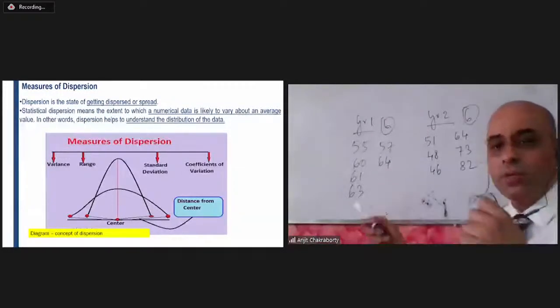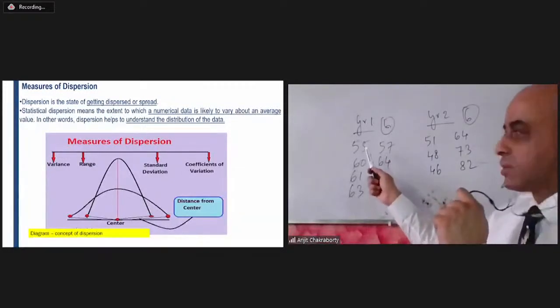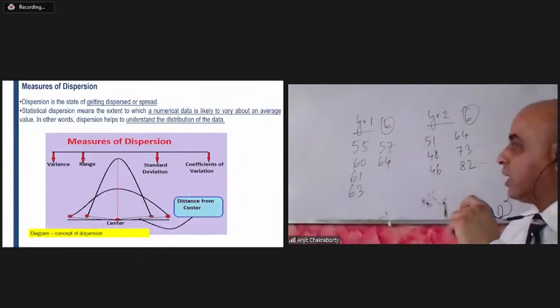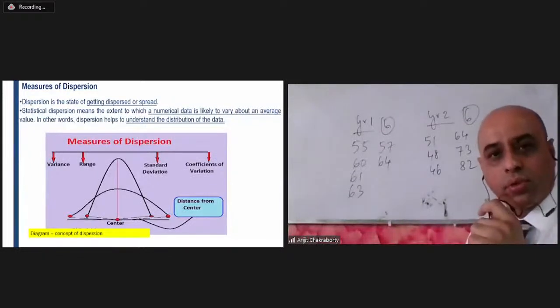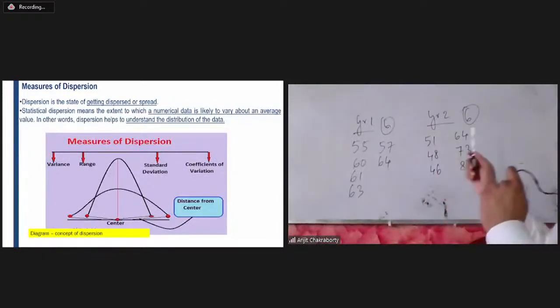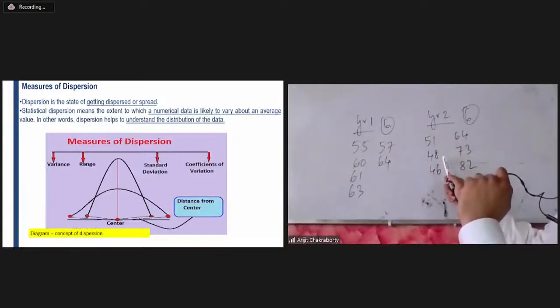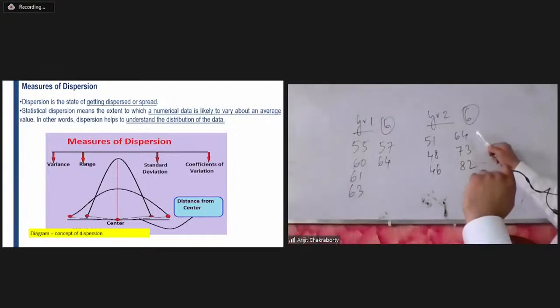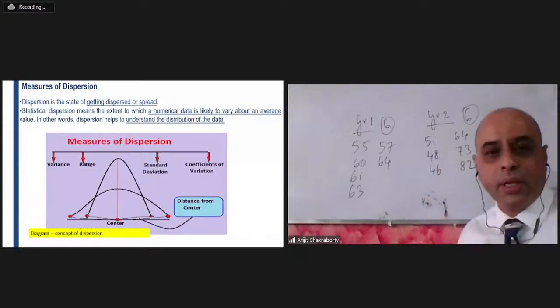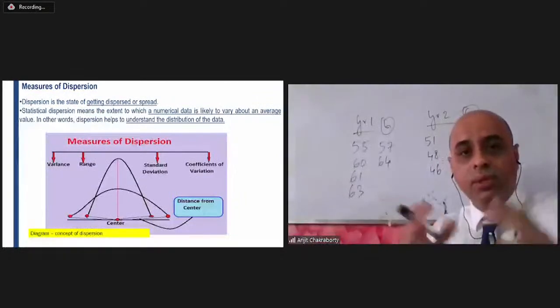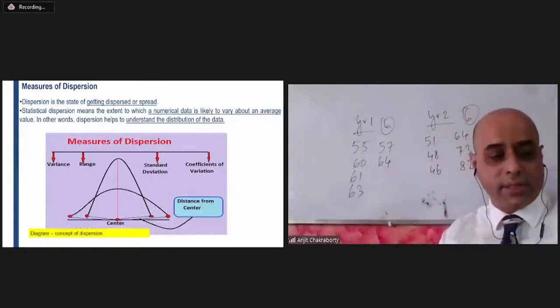Now, if you look at the marks in group 1: the first student has got 55, second student 60, third 61, fourth 63, fifth 57, and the sixth student has got 64. Now, in group 2, one has got 51, second student 48, third 46, fourth 64, fifth 73, and the sixth student has got 82. Which one do you think has more variability, or more scatteredness?